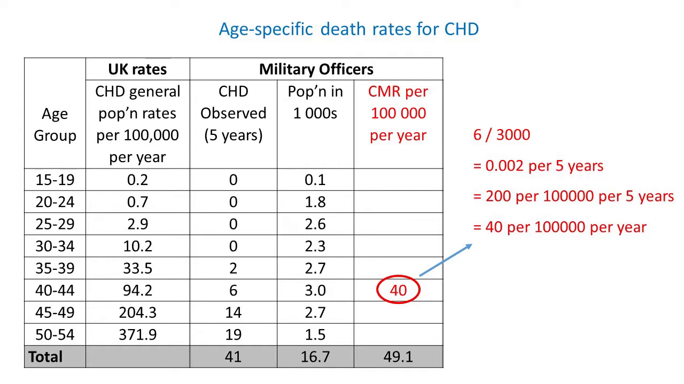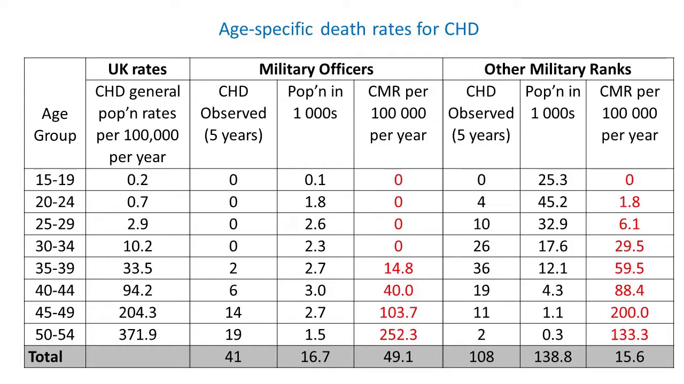There were 6 deaths observed in 5 years, and the number of officers aged 40 to 44 was 3,000. Therefore, the death rate per 5 years in this age group was 6 over 3,000 equals 0.002 deaths per 5 years. This equals 200 deaths per 100,000 officers per 5 years. For death rate per year, we divide 200 by 5, which equals 40 deaths per year. Repeating the calculation for each age group, we will have age-specific death rates.